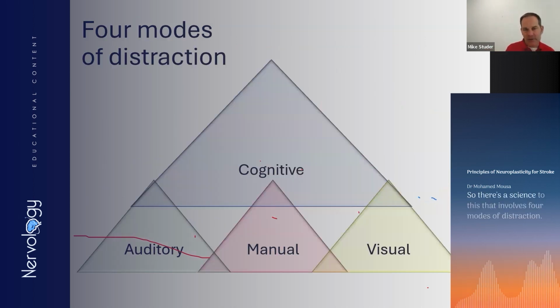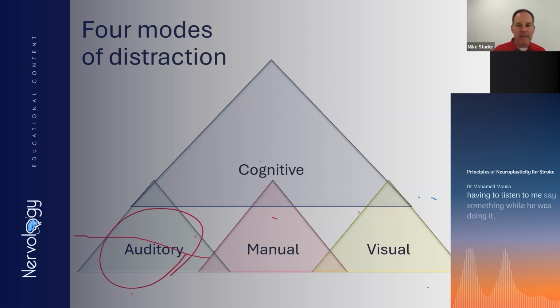So there's a science to this that involves 4 modes of distraction. Every mode of distraction truly involves cognition. You can also have an auditory, a manual, or a visual. I hinted at this earlier when I showed you a video. That is to say, the individual that was doing the 4-square step test was having to listen to me say something while he was doing it, then he had to iterate back to me.